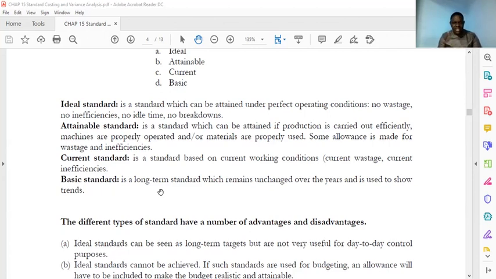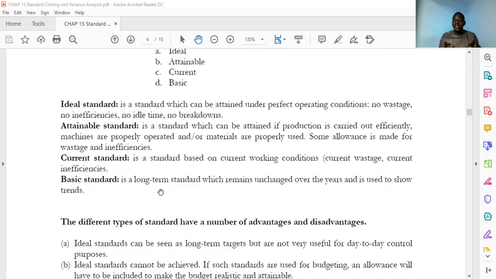Good. An attainable standard is a standard which can be attained if production is carried out efficiently, machines are properly operated, and all materials are properly used. Some allowance is made for wastage and inefficiencies. So we are saying that a standard is attainable if production is carried out efficiently, and machines are operated properly, and all materials are properly used. Now, under the attainable standard, we make an allowance for some wastages and inefficiencies.